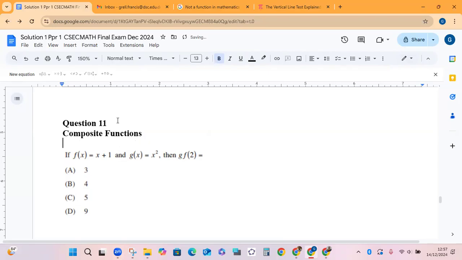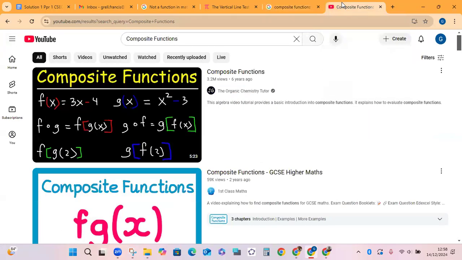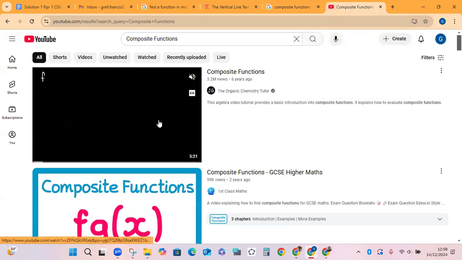If you want to know more about composite functions, just go into a new tab and look both in Google and YouTube. A composite function of two functions combines the given two functions in order. For any given two functions, f of x and g of x, there can be four composite functions. It doesn't really say much; what we need now is a demonstration. But in a nutshell, a composite function means that you are substituting one function into another.